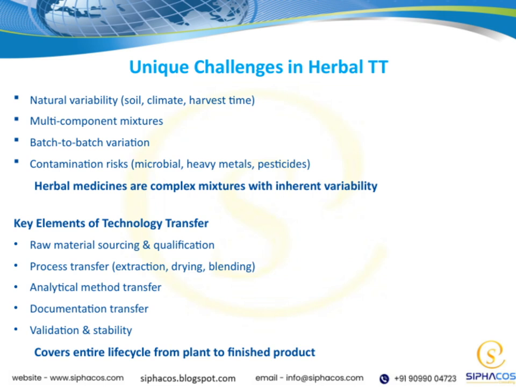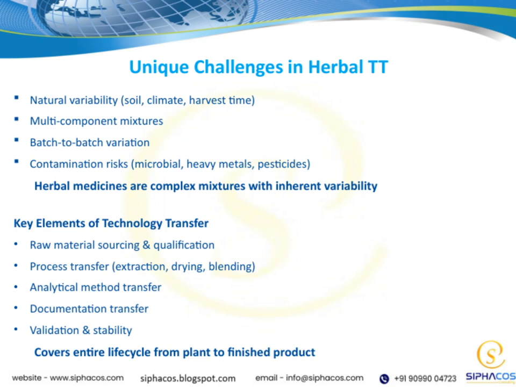Moving to the second part of the slide, let's talk about the key elements of technology transfer. First, sourcing and qualification of raw materials is essential. We need to ensure that the herbs we use come from reliable sources and meet quality standards. Next is process transfer. This includes extraction, drying, and blending. These steps must be precisely replicated across facilities to maintain product consistency.